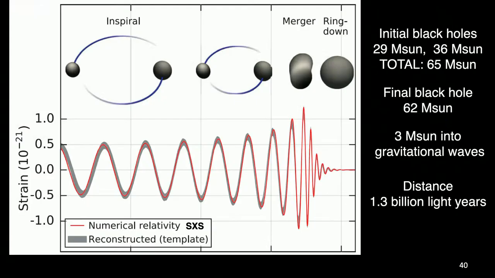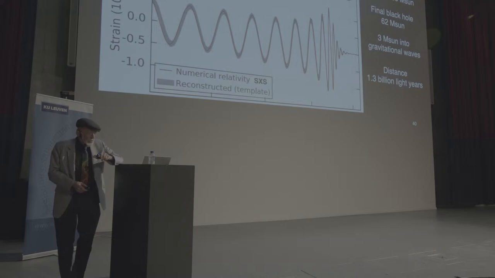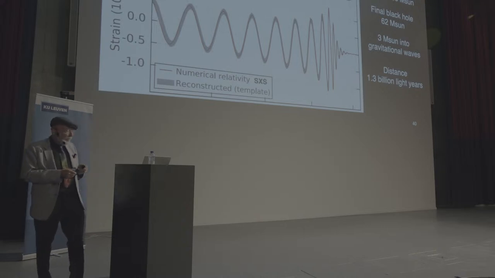So it was as though you had taken 3 suns, annihilated them and turned all of their mass into gravitational wave energy and sent it out in a gravitational wave burst across the universe, 1.3 billion light years. We concluded that three solar masses went into gravitational waves, and the distance was 1.3 billion light years, from just the details of the signal. So that was really impressive.